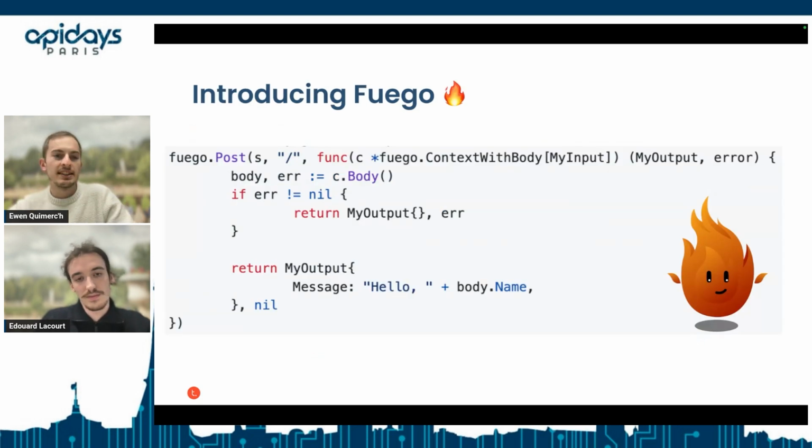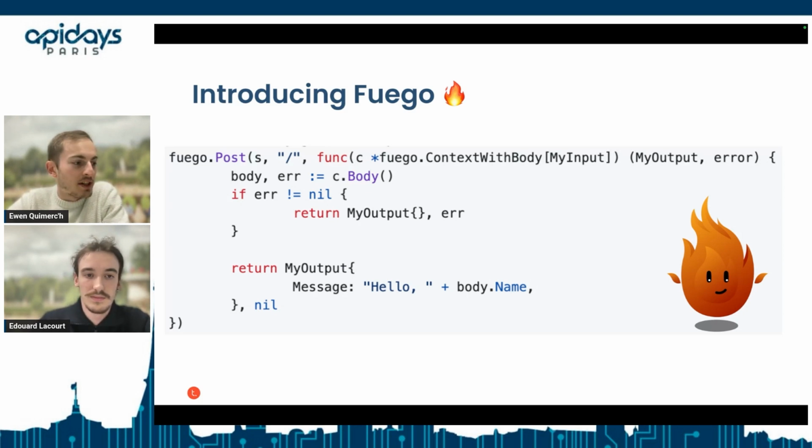So what does it look like? Here is a controller. You can see that we declare a POST route on the slash route, so the main one. We have a context with some input type, and we return the output type and maybe an error. For the serialization, we can have a context.Body. You can see that it's easily understandable by developers, even if you don't know Go. So very easy to read and to use daily.